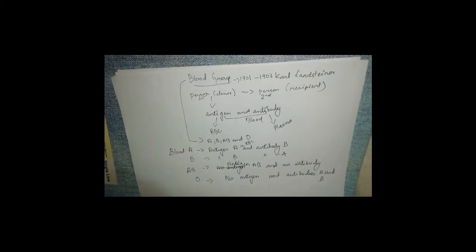So blood group A will have antigen A in the red blood cells and antibody B. Blood group B will have antigen B and antibody A. When a person has both A and B, they will have antigen AB, but they will not have any antibody. And blood group O will not have any antigens, but they will have both antibodies A and B.